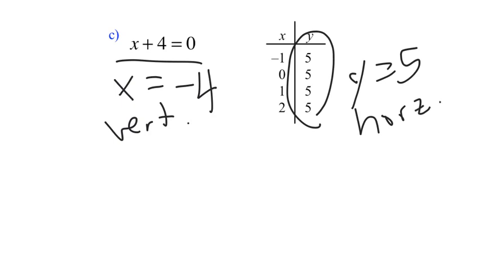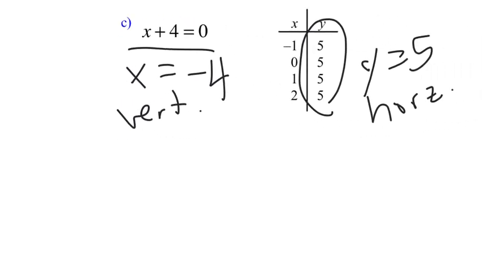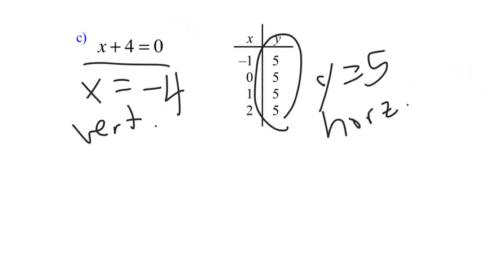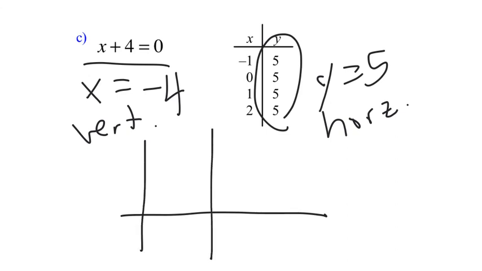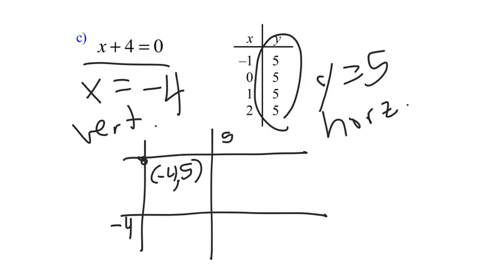So if you think about it, we can graph this, and I'm just going to sketch this quickly here. So here is my coordinate axis. Here is x equals negative 4. That's negative 4 over there. And here's y equals 5. Okay? So where do they cross? Well, it has to be at this point, which is negative 4, 5. That's negative 4, 5, not negative 4.5.